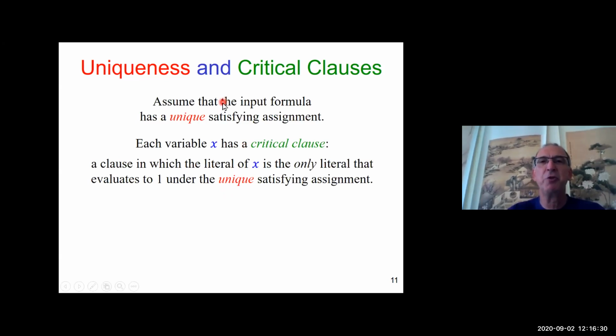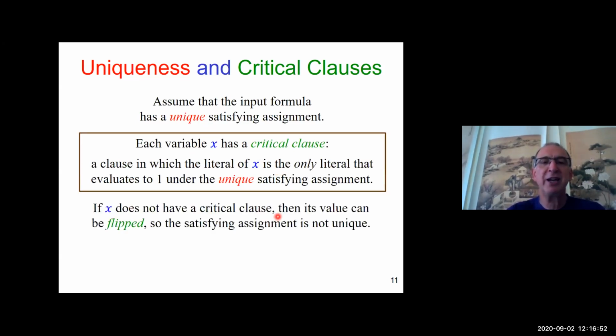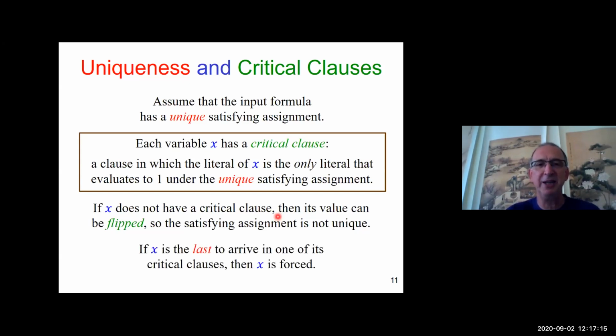Another very important concept is the concept of a critical clause. Remember that we assume that our input formula has a unique satisfying assignment. Under this assumption, every variable has a critical clause. What is a critical clause? It's a clause in which the literal of x is the only literal that evaluates to 1, to true, under the unique satisfying assignment. And it's easy to see that uniqueness implies that every variable has at least one critical clause, because otherwise we can flip the value of x in what we thought was the unique satisfying assignment and get another satisfying assignment. So this contradicts the uniqueness. So each variable has a critical clause. This is exactly where the uniqueness assumption comes in handy.